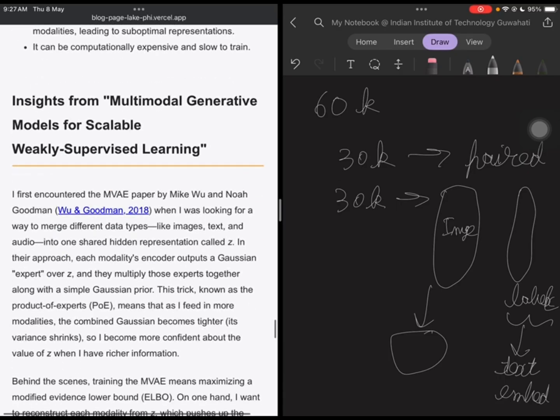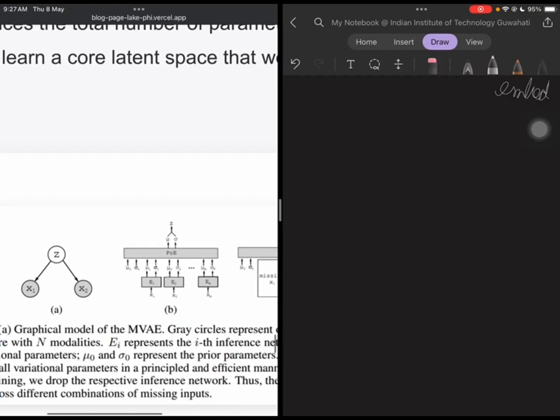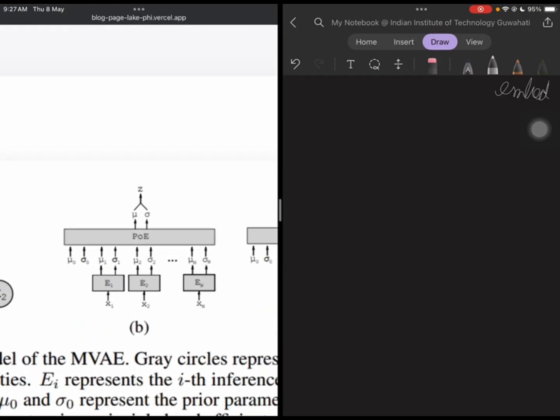The idea they are presenting is that E1, E2, En are different variational autoencoders. They are predicting mu1, sigma1, mu2, sigma2, mu n, sigma n. And they calculate mu equivalent and sigma equivalent, and call it product of experts.